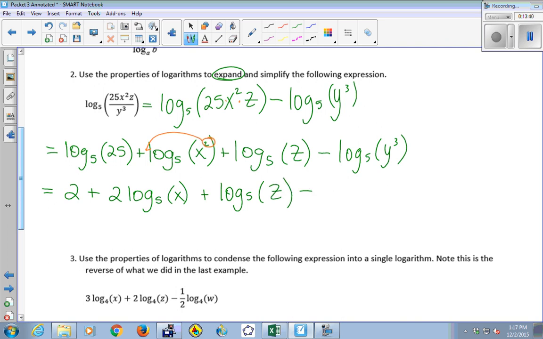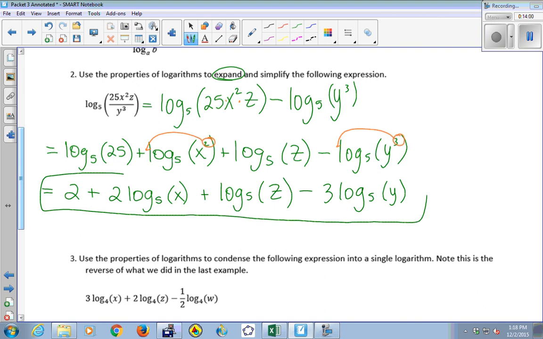And then I can do property 3 again because I have an exponent. Taking log base 5 of y cubed, I can take that 3, put it in front, and I get 3 log base 5 of y. So that's the expanded form, right? I started with this nice condensed single logarithm and I expanded it out using my rules.